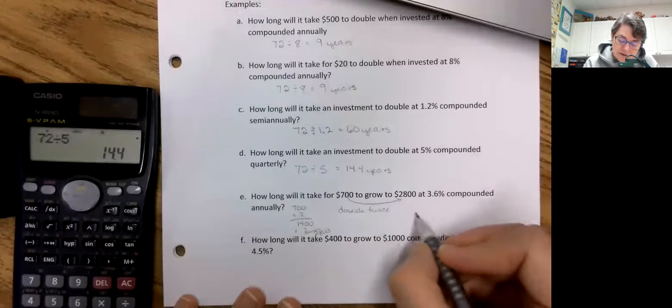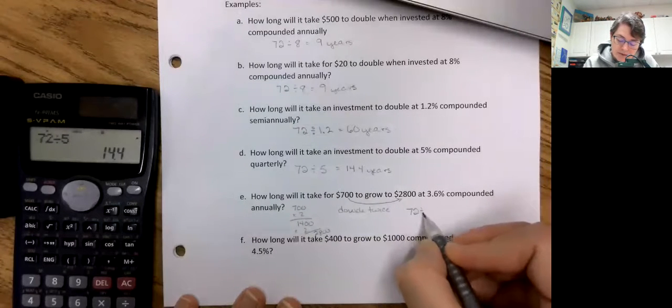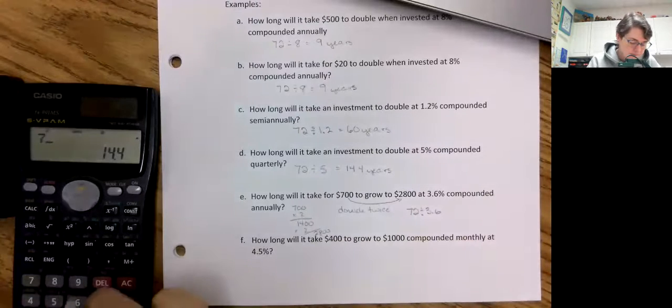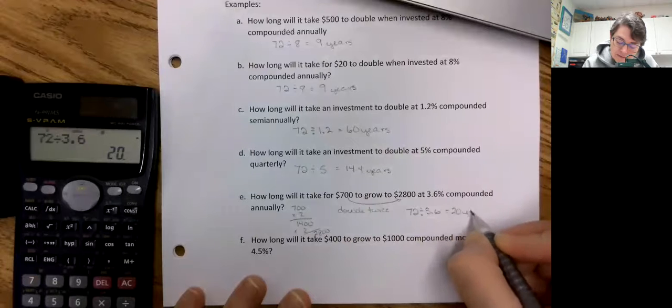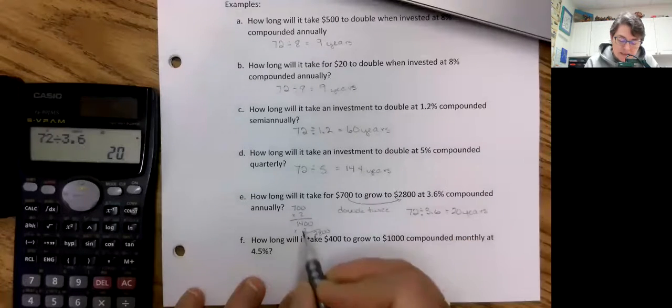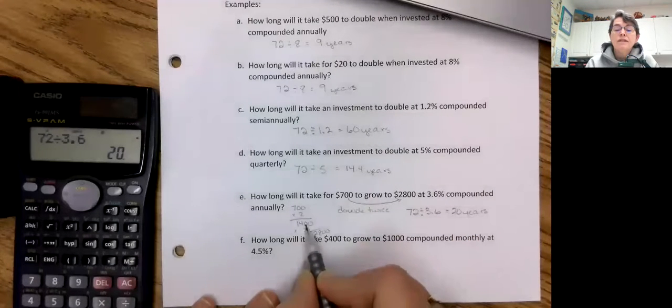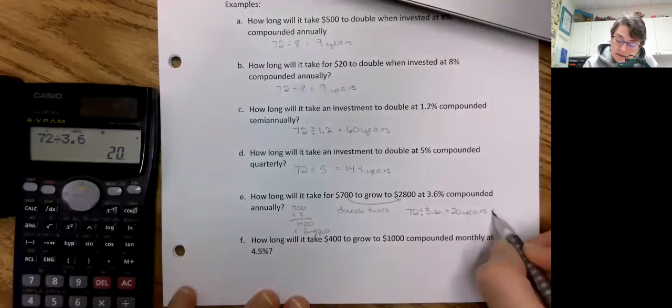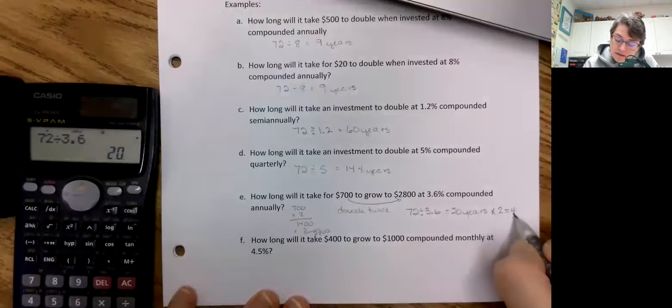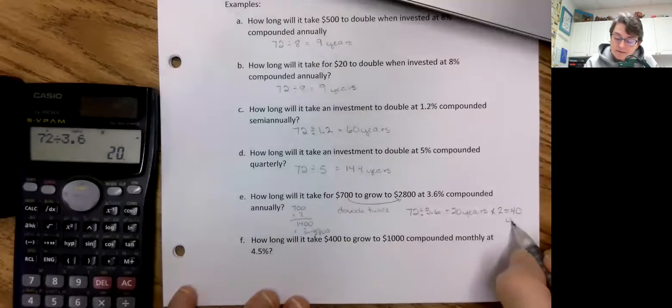So 72 divided by 3.6. Okay, that's going to give me 20 years. So basically to get to $1,400 is 20 years, and then to double again to get to $2,800, times 2, 40 years.